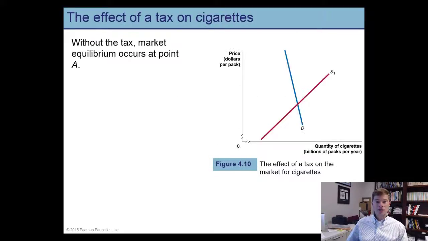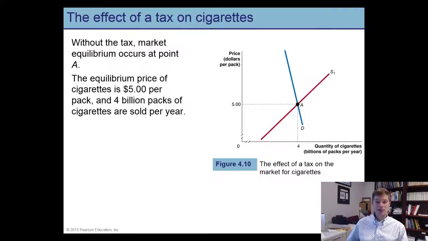Let's look at a market and the effect of a tax in this market. We're looking at the market for cigarettes. Let's suppose that before any taxes are added, the equilibrium price is $5 per pack of cigarettes and the equilibrium quantity is 4 billion packs of cigarettes per year.